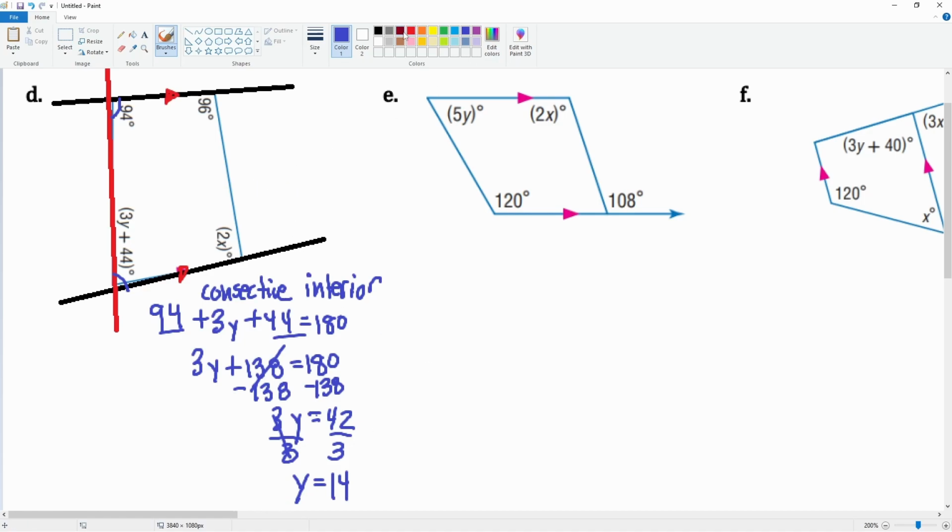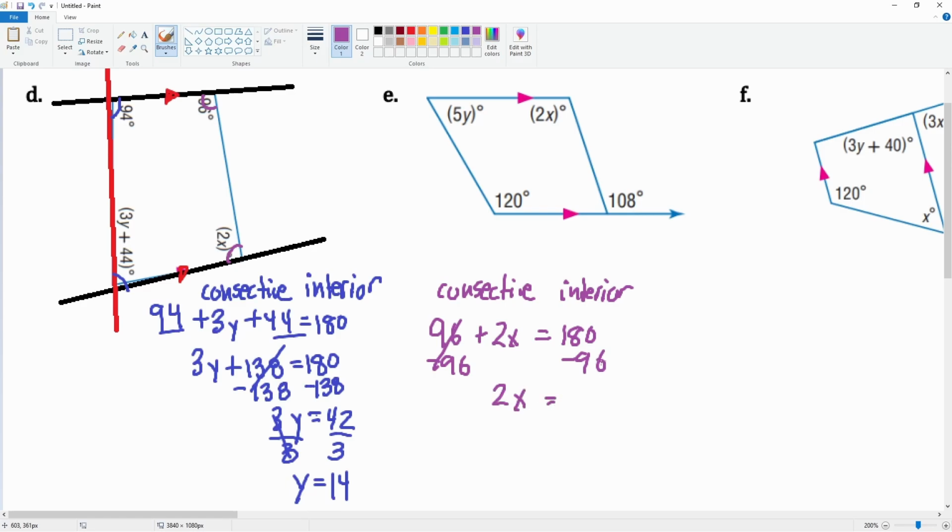And then we also have this. Notice this and this are also consecutive interior. So I can also do 96 plus 2x is equal to 180. All right, minus 96 to both sides. This cancels. 2x is equal to 180 minus 96 is 84. Divide by 2 to both sides. You get x is equal to 42, right?